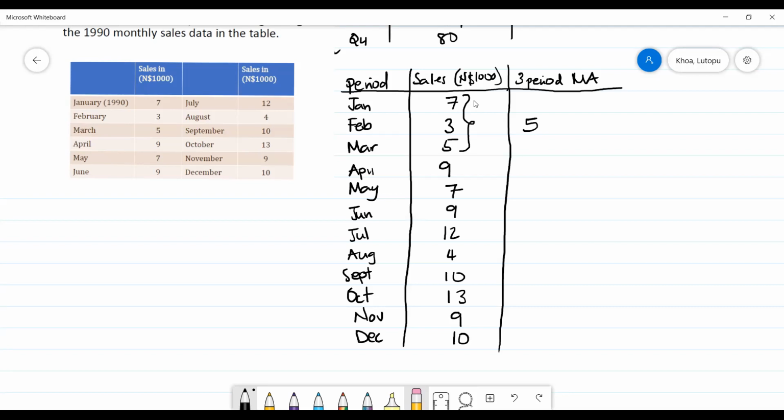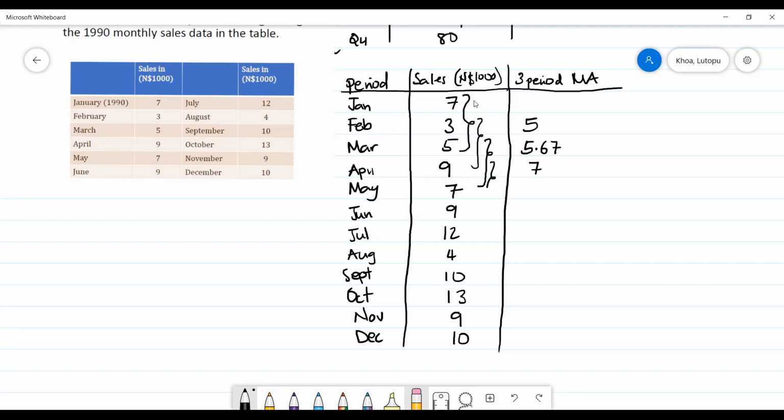And then to get the next one, we do the same thing. We say 3 plus 5 plus 9 is 17. And then 17 divided by 3, this is 5.67. Then the next one, we'll say 5 plus 9 plus 7 is 21. 21 divided by 3, this is 7.